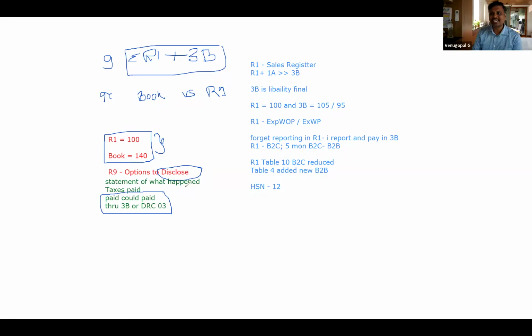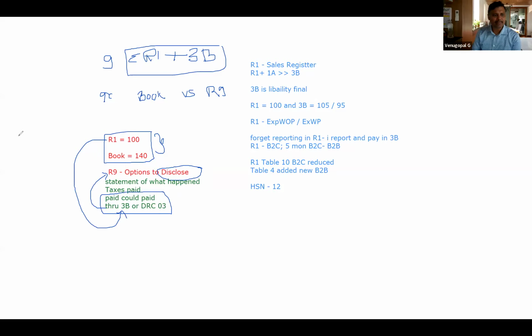What goes through GSTR 9 is what happened. For a moment, let us assume your R1 and 3B are matching. So what is paid is 100, and this 100 goes to GSTR 9. But let's say my books have a liability of 140.